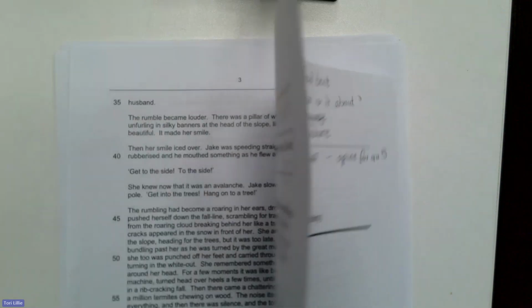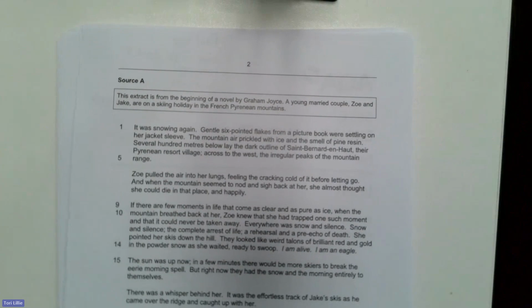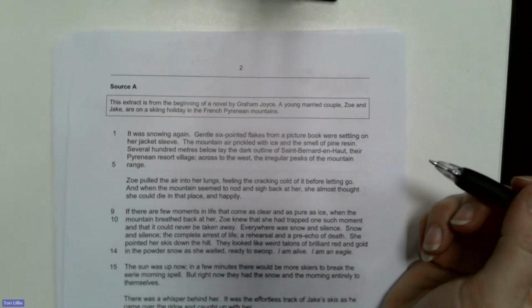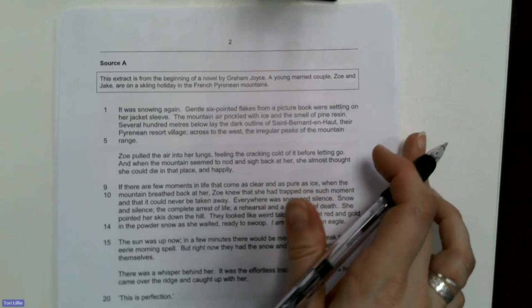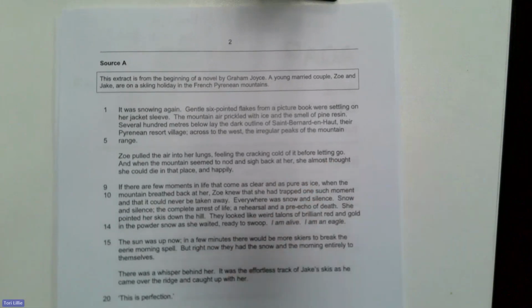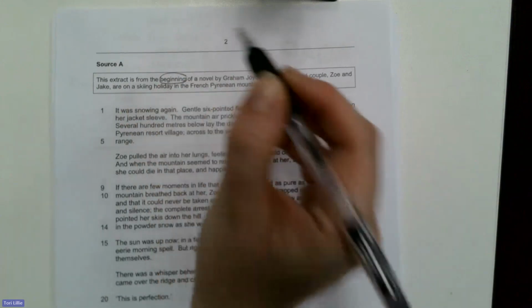So let's have a look at that in practice. I'm literally going to look at a new text with you and show you how I would do it. I'm sorry I don't have a colourful pen on me. I'm just going to do it with a normal pen, but let's have a look. While I'm reading, I'm going to be thinking in my initial reading about language and about structure. Extracts from the beginning of a novel by Graham Joyce. I need to circle that.